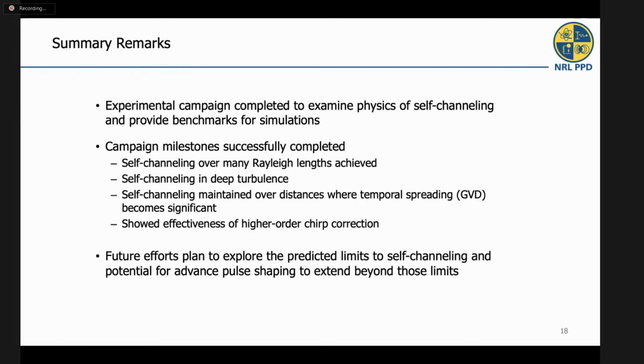We moved into looking at the effects of deep turbulence, then eventually looking at the effects of temporal spreading due to GVD, and then most recently looking at the effects of higher order chirp correction. And really our ongoing effort that we're working on now is looking at how we can further push those limits on self-channeling. For instance, doing more advanced pulse shaping, where something looking a lot like a top hat may be really effective, as well as looking at other wavelength ranges.